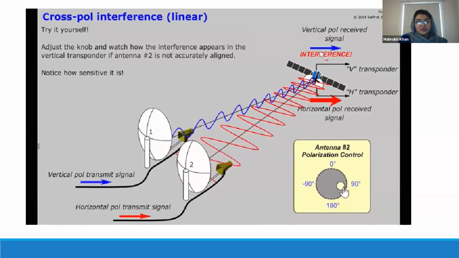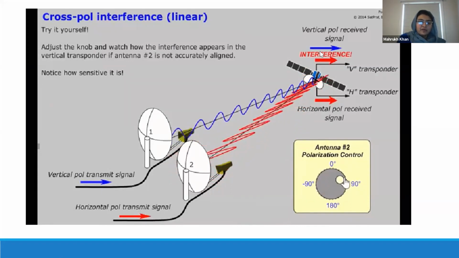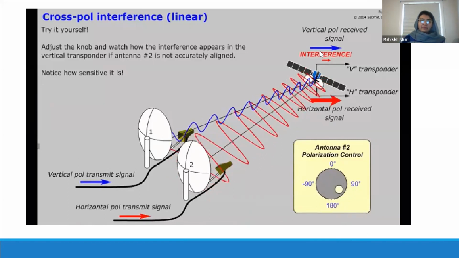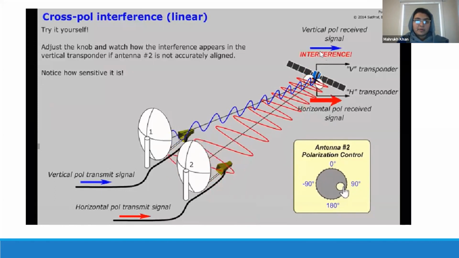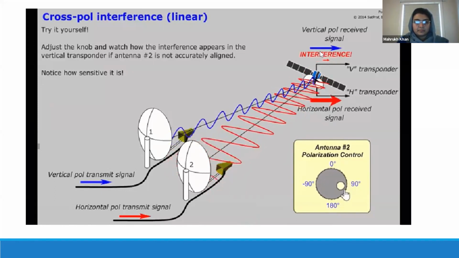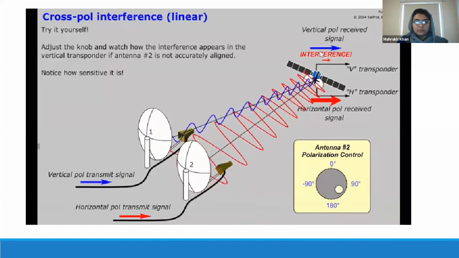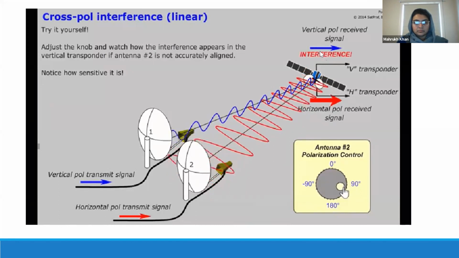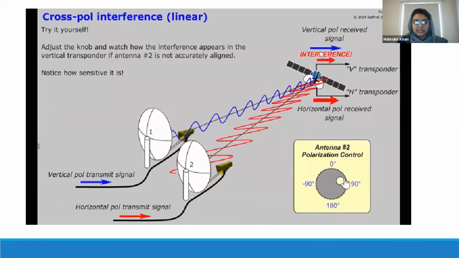So there are H transponders and V transponders. V transponders have vertically polarized waves; they can receive vertically polarized waves. H transponders can receive horizontally polarized waves. Is it clear?